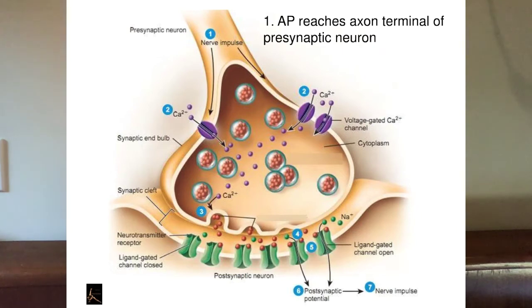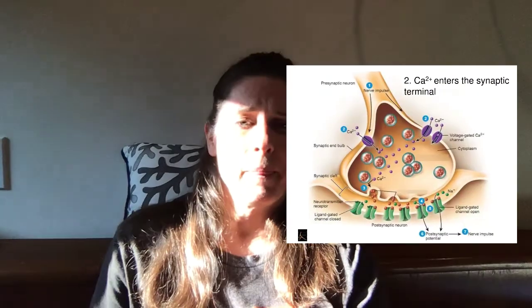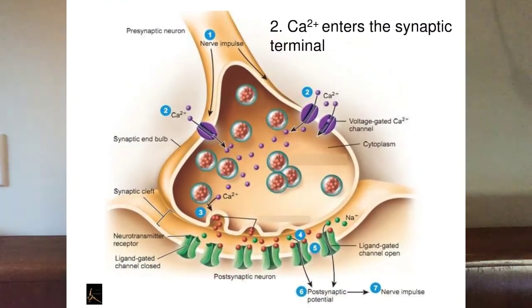Now notice in the membrane in the synaptic terminal, those purple things there. Those purple things are also voltage-gated channels, but these channels are specific to calcium. So these are calcium voltage-gated channels. The AP is triggering the calcium channel to open, and when it does, there's calcium on the outside in the interstitial fluid, and so they enter along their concentration gradient.